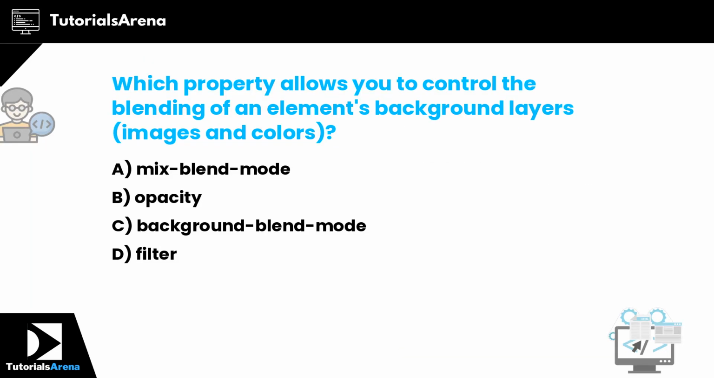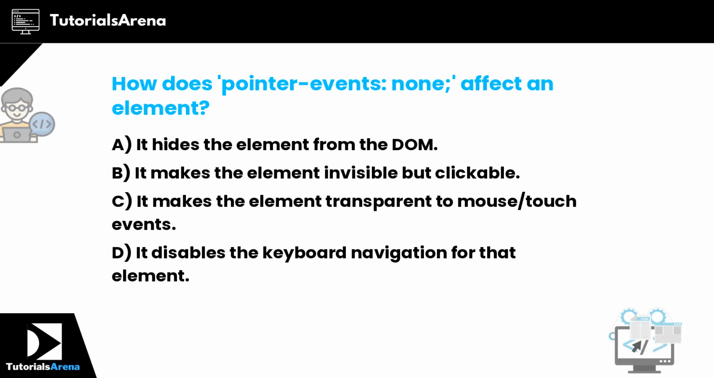Which property allows you to control the blending of an element's background layers, images, and colors? The correct answer is option C, background-blend-mode. How does pointer-events: none affect an element? The correct answer is option C. It makes the element transparent to mouse/touch events.